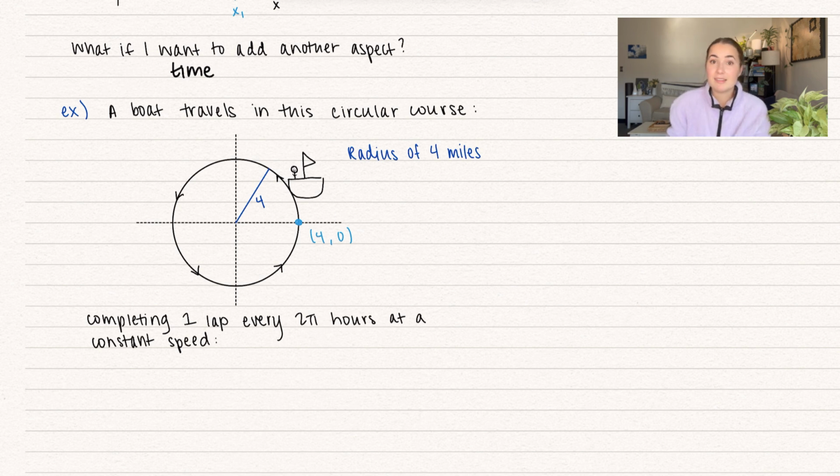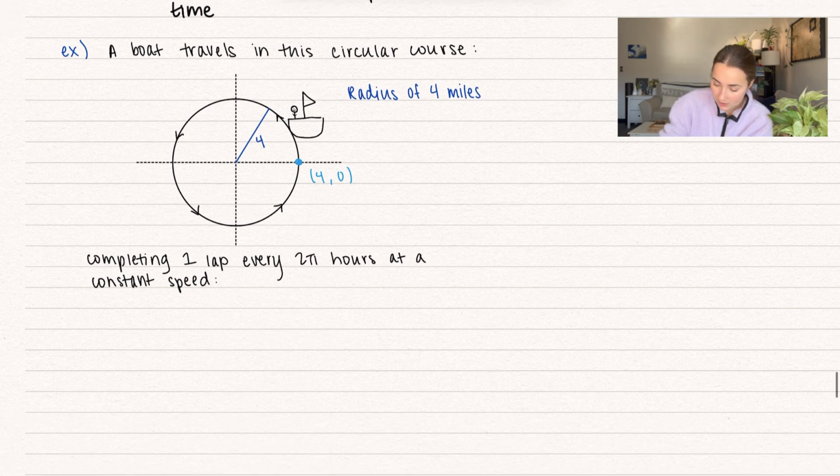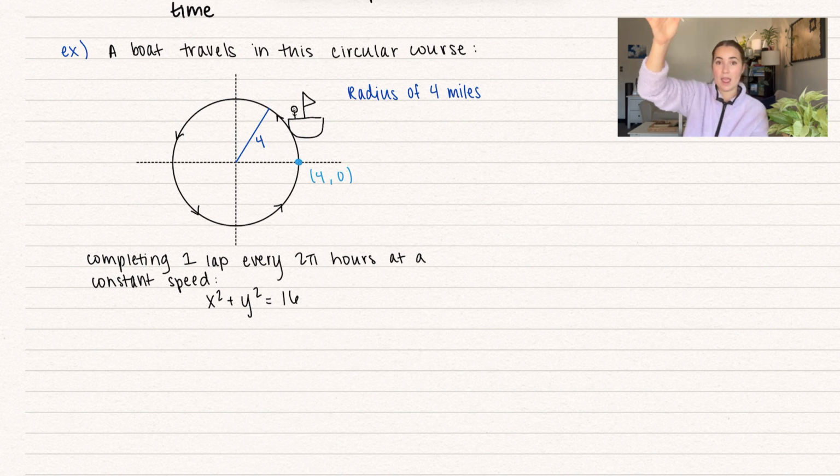What do we know? It normally is the equation of the circle. We know that x squared plus y squared is equal to the radius squared. So that's going to be 16. But this isn't telling me his position at a specific time. This is telling me his x position and his y position, but I don't know at what point in time where he's going to be. I want to know if time is equal to 3 pi over 2, where is he going to be?